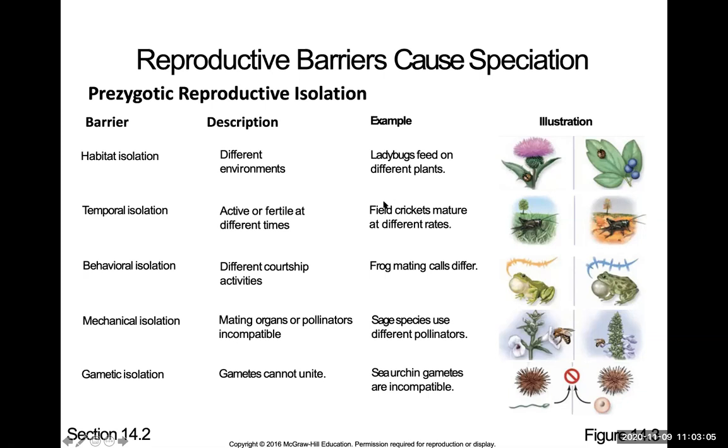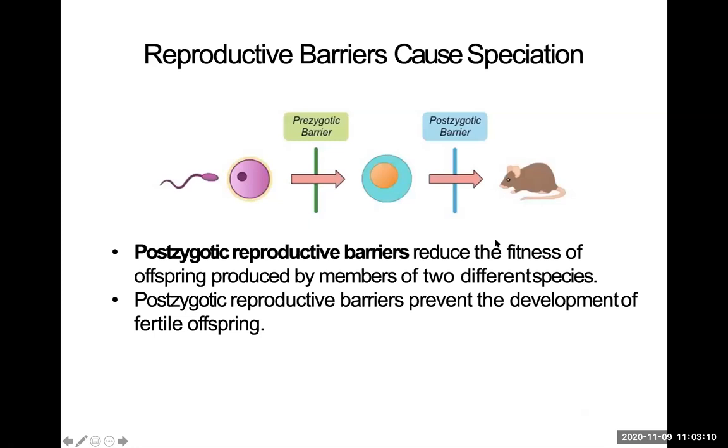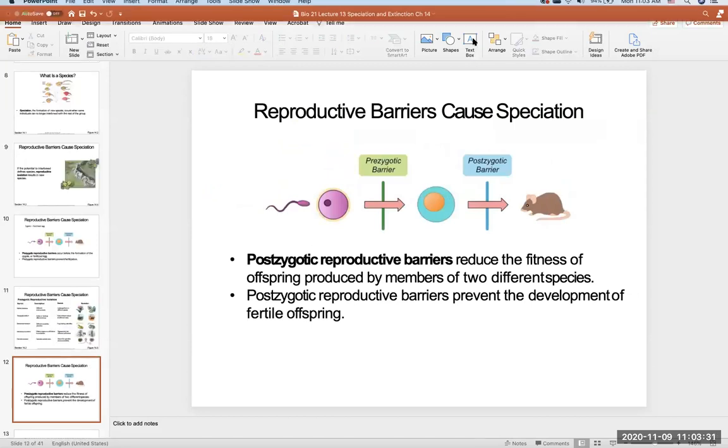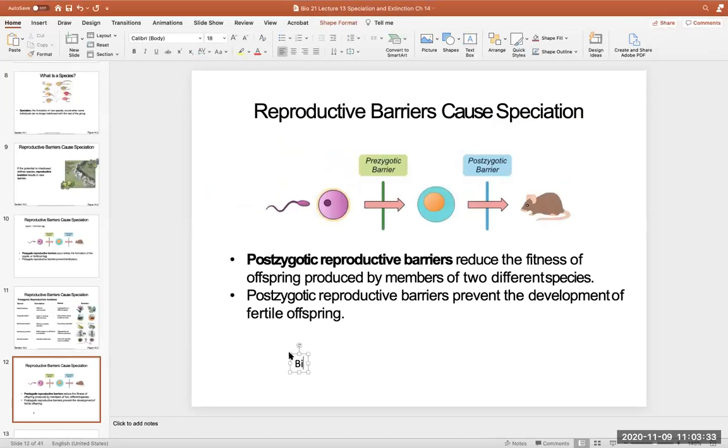And now we're going to look at postzygotic reproductive isolation. At this point, we have a zygote. So we're going to look at what can prevent this zygote from becoming an adult. One thing is reduced fitness of the offspring produced by members of two different species. So it might not live long enough to reproduce. How did we define the term fitness, biological fitness? The ability to survive and reproduce. Surviving long enough to reproduce. So that's how we defined it.